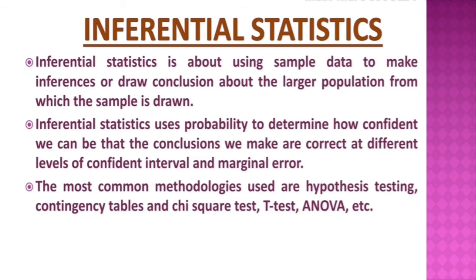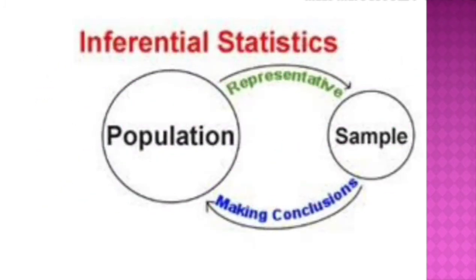Now I will explain the relation between population and sample with a diagram. Here you see this is the whole population area and this is the representative sample drawn from the population, and the conclusions we get from this sample are used to infer about the population parameter in inferential statistics.